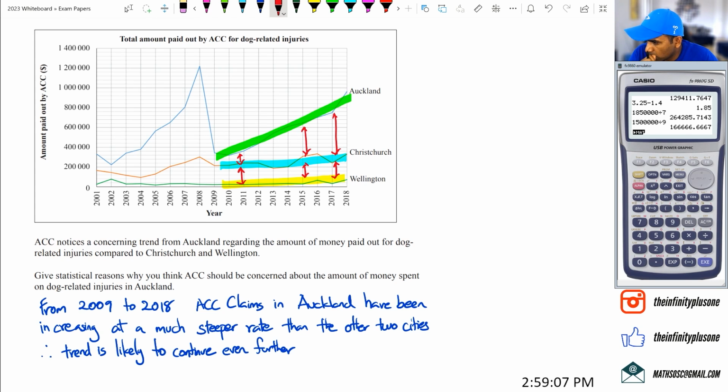So grades wise, a statement about a wide gap or a statement about a steep increase gets you an achieved. And then using past evidence to predict a wider gap in the future. So that's like saying at the bottom line, I would say, therefore the trend is likely to continue even further. So that's the part where you'll be looking at for a merit.